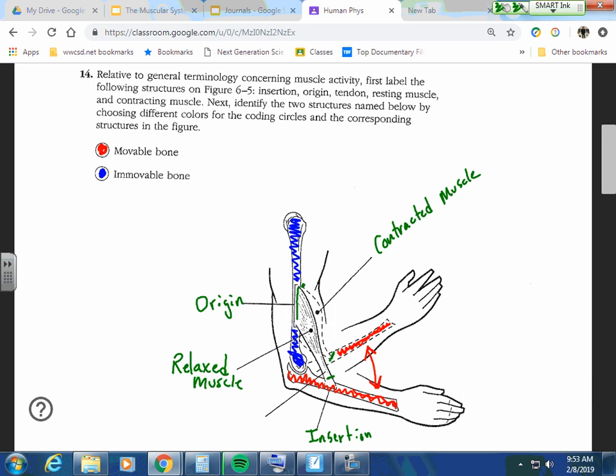And we also have a couple other things called here, tendon. Where muscle attaches to the bone. All right. So that is all of that for 14. Good.